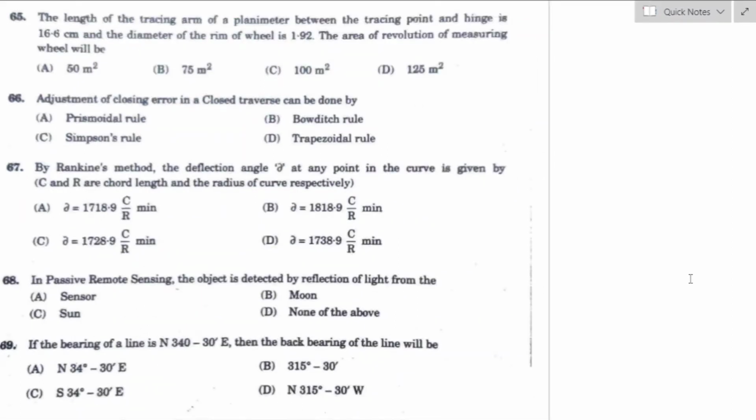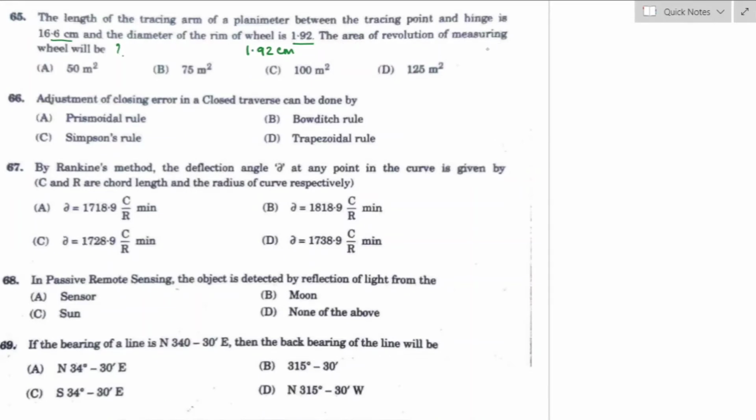Question number 65. The length of the tracing arm of a planimeter between tracing point and hinge is 16.6 cm and the diameter of the rim of the wheel is 1.92. Here the unit is not given. Let us assume it as 1.92 cm. The area of the revolution of a measuring wheel will be?